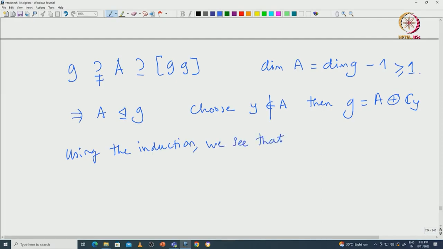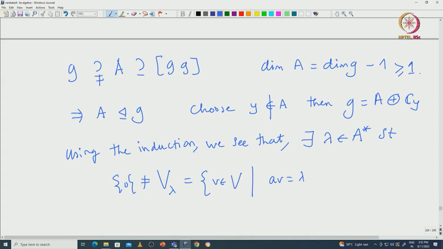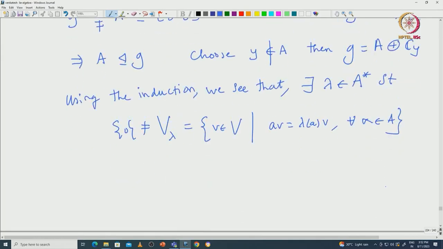So, there exists a non-zero weight space or weight for this capital A such that the corresponding weight space is non-zero. Since A is an ideal of G, A is also soluble. That implies there exists lambda in A star such that this V lambda is non-zero, that is, those vectors in V such that A v equals lambda(A) v for all A in capital A. Now, if you recall the invariance lemma, it simply says that this V lambda is G invariant. So, this is just using the invariance lemma.